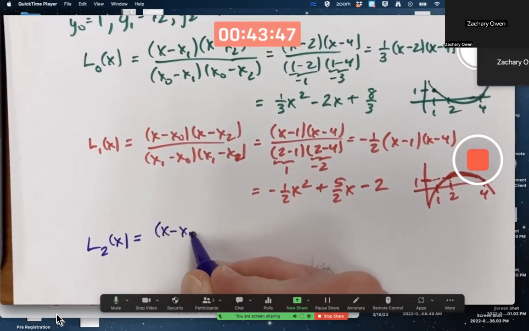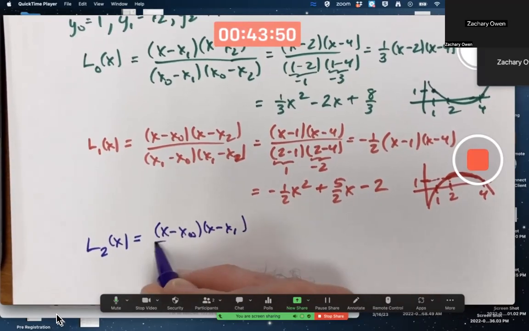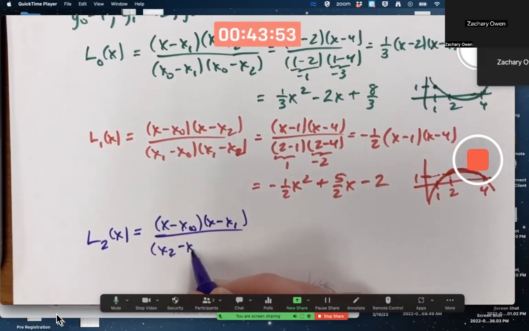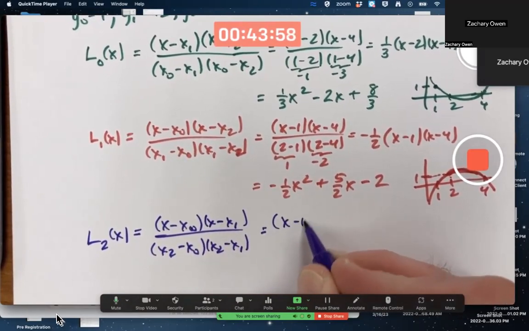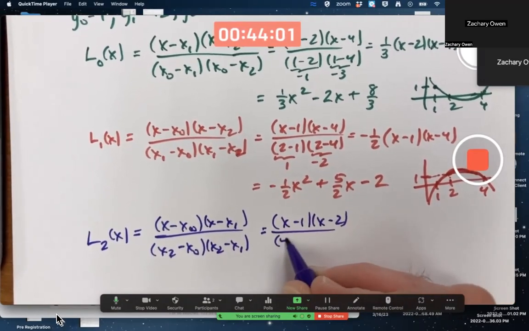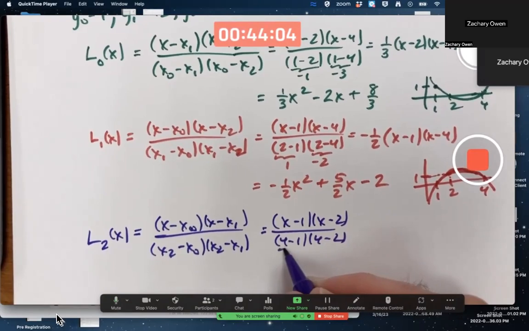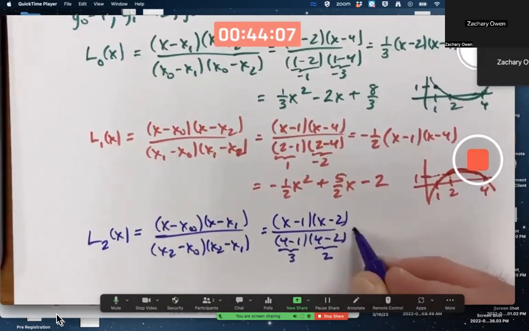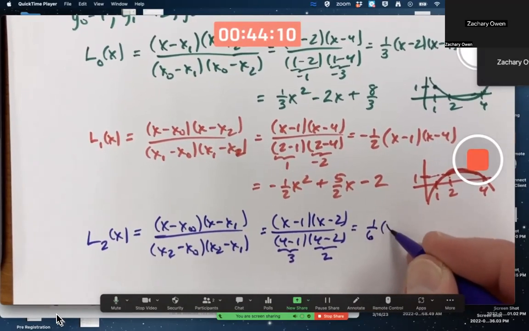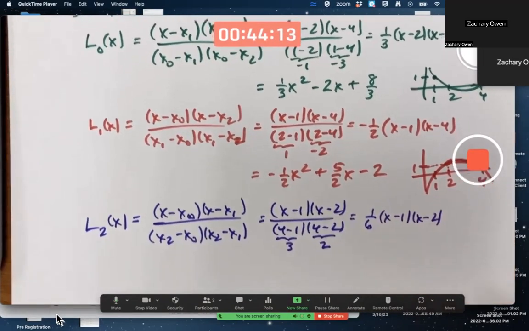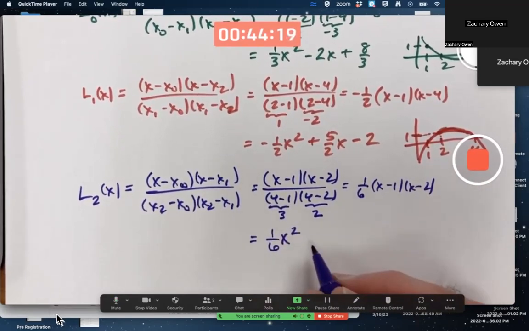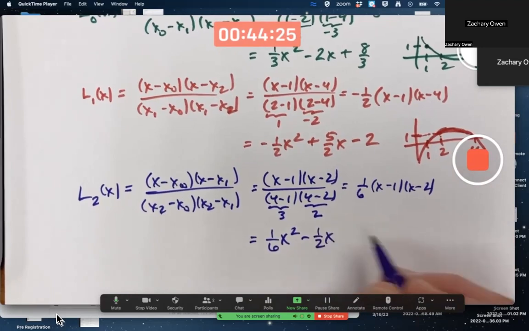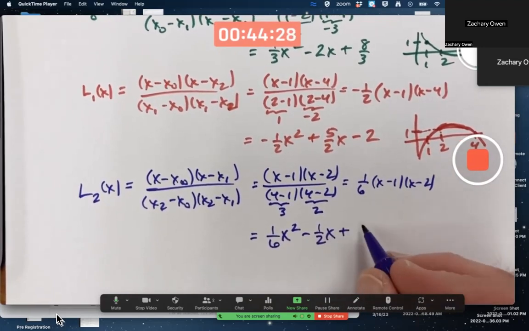(x minus x0) times (x minus x1) divided by (x2 minus x0) times (x2 minus x1). That's (x minus 1) times (x minus 2) divided by (4 minus 1) times (4 minus 2). That's 3, that's 2, so we get 1/6 times (x minus 1)(x minus 2). Expanding gives 1/6 x squared minus 1/2 x, and then plus 2/6, which is 1/3.